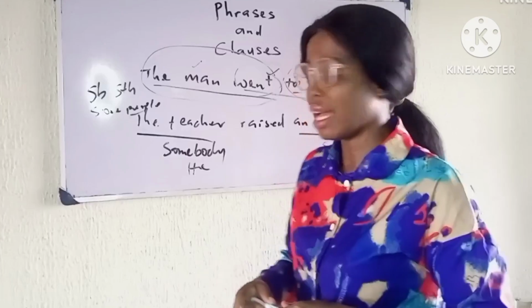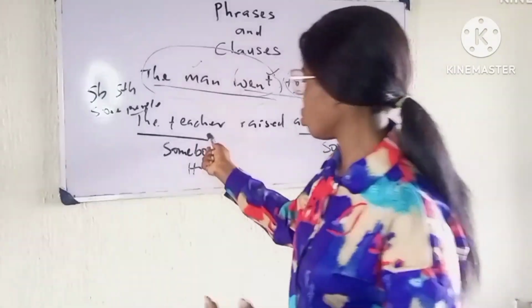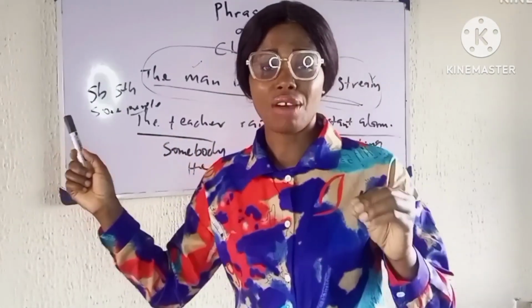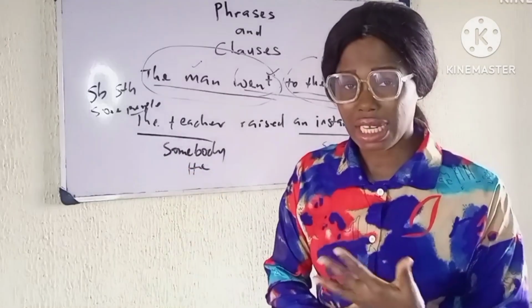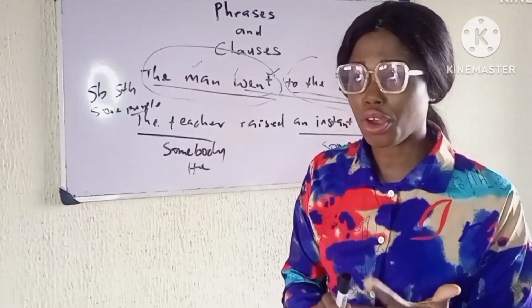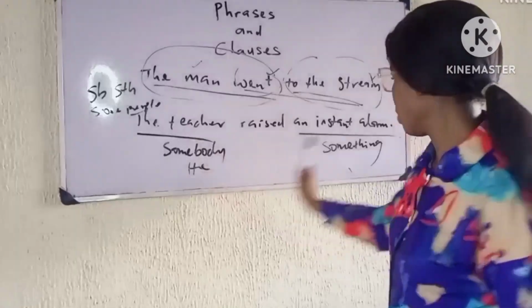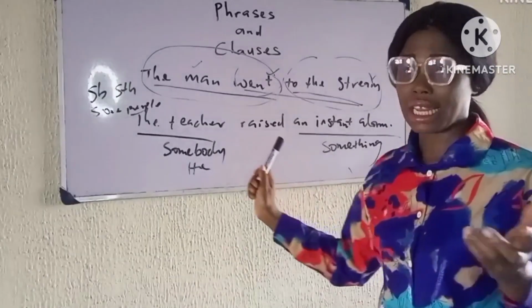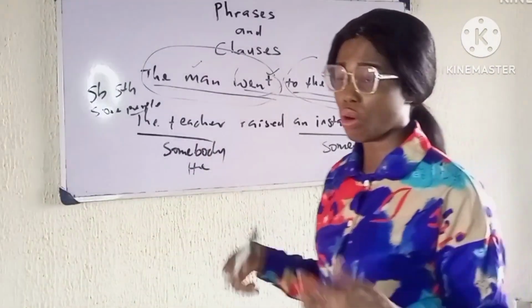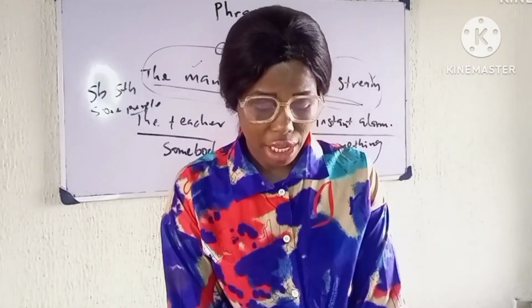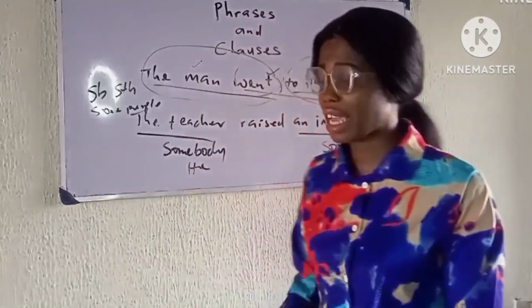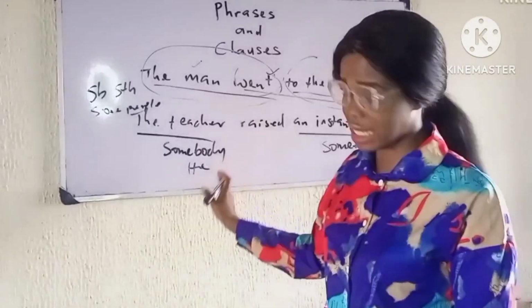So that is it. Another thing you should also know is that a noun phrase will contain a noun. It will contain a noun or a pronoun. Teacher is a noun, alarm is a noun. So it must contain a noun, the name of something. So that is how to identify a noun phrase in a sentence.